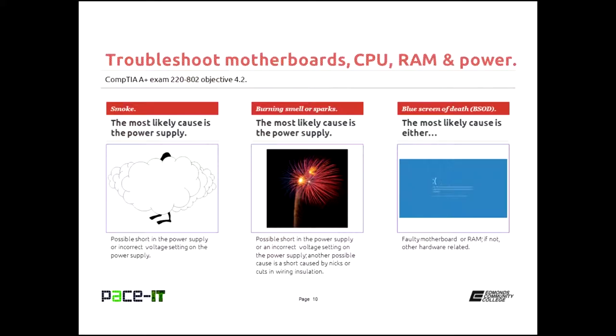Then we have the blue screen of death, the BSOD. Well, there's a couple of things that could cause that. One likely cause is a faulty motherboard, which is going to need to be replaced. It could be caused by bad random access memory, excuse me. And finally, and this is actually what you will see most often, it's hardware related. You've installed a new piece of hardware into the PC or onto the motherboard with an incorrect driver, or a driver that's in conflict with another driver. That will give you the blue screen of death more often than a bad motherboard or bad RAM.